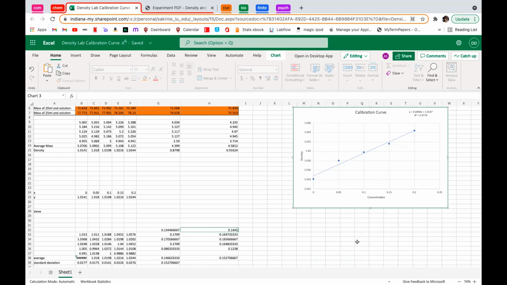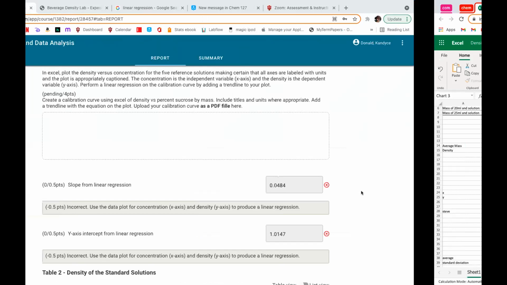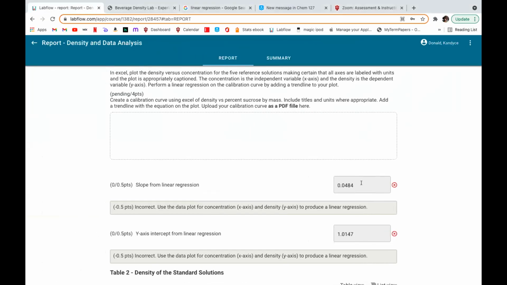I'm not sure why that would be wrong then. Do I need to have an X or something on the end of it? Nope. And I don't even know, use data plot for concentration X and that. Wait, go back up to your average densities.